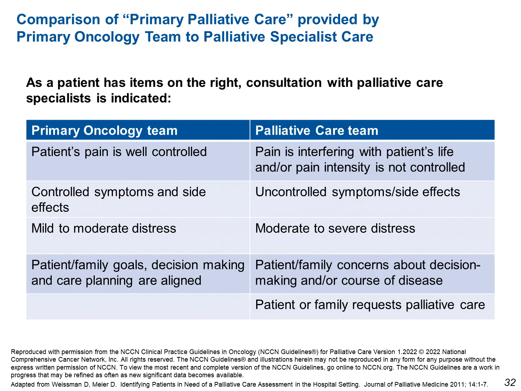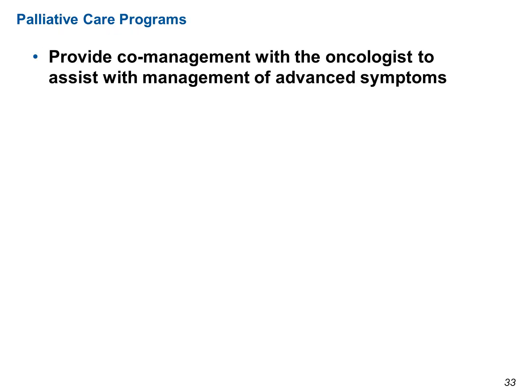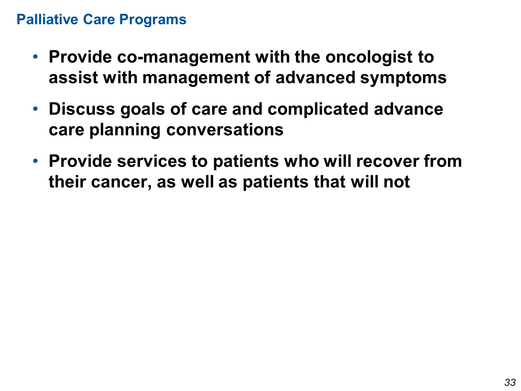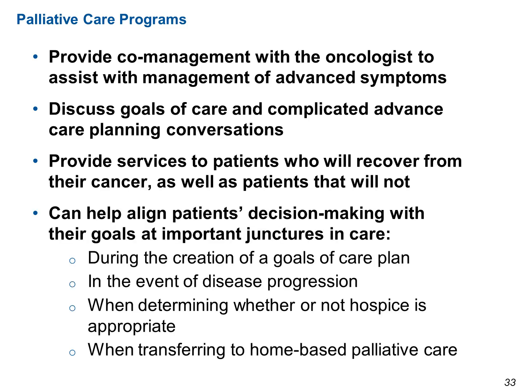family requests palliative care. Palliative care programs generally provide co-management with the oncologist to assist with management of advanced symptoms, discuss goals of care and complicated advanced care planning conversations, and provide services to patients who will recover from their cancer, as well as patients who will not. They can help align patients' decision-making with their goals at important junctures in care: during the creation of a goals of care plan, in the event of disease progression, when determining whether or not hospice is appropriate, and when transferring to home-based palliative care.